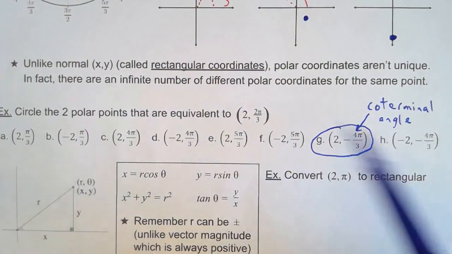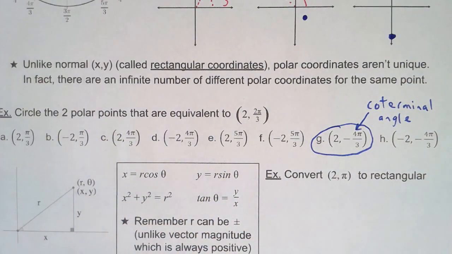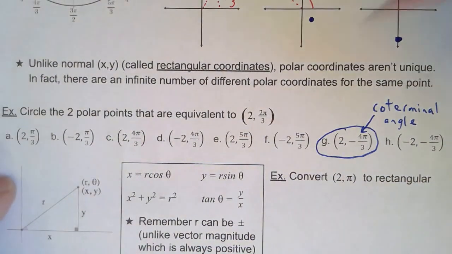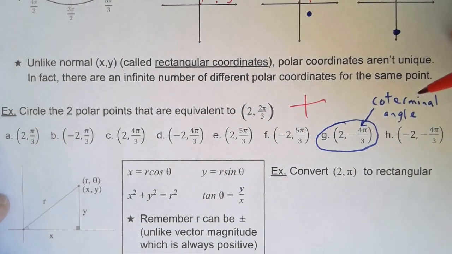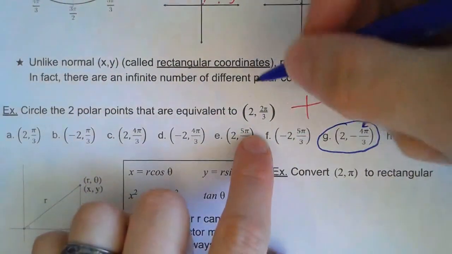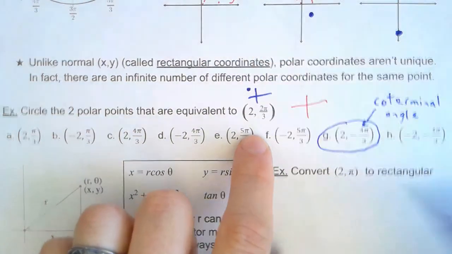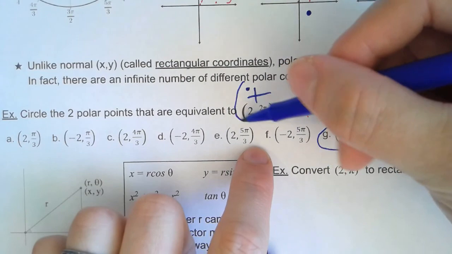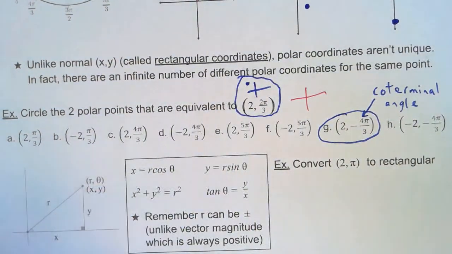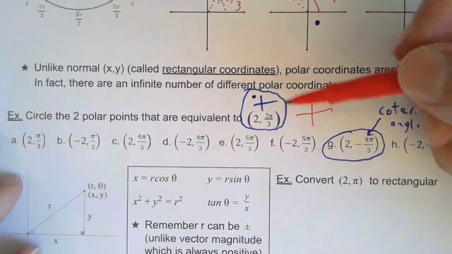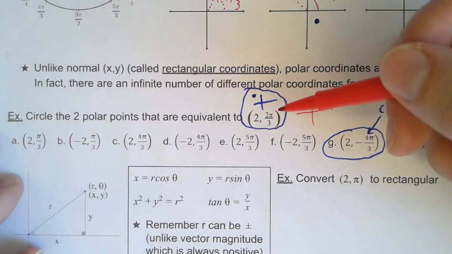Now we don't have any other coterminal angles here though. So how are we going to get two polar points? How are we going to get another one? Well, the other way that you could do it is that you could use a negative r. So (2, 2π/3) was right here. That's this point that we want right here. Well, I could also get this point by using a negative r.